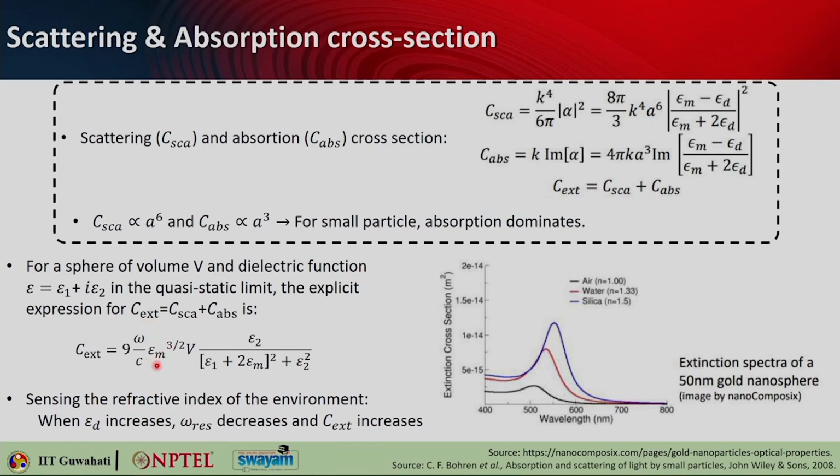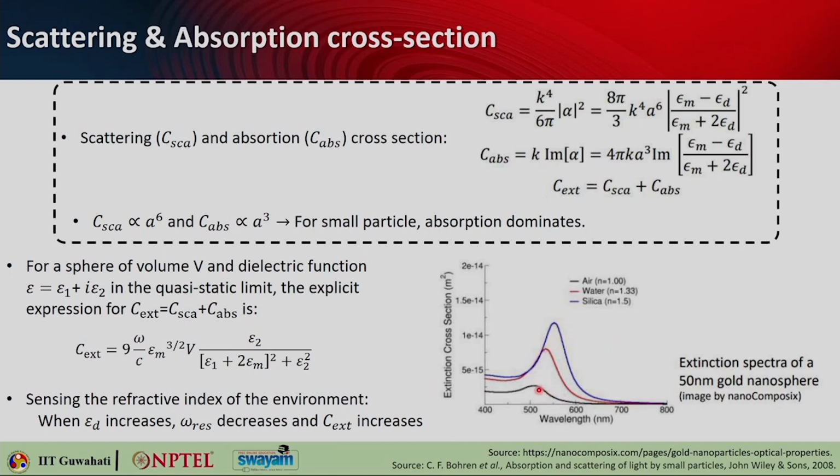So, epsilon m will be the square of 1.33, that is 1.69 I believe, and then the last one is for silica, that is n equals 1.5. So, epsilon m in this case will be 2.25. So, this is what we can see, that you are able to do refractive index sensing using this kind of gold nanosphere, because the resonance peak position is getting changed.